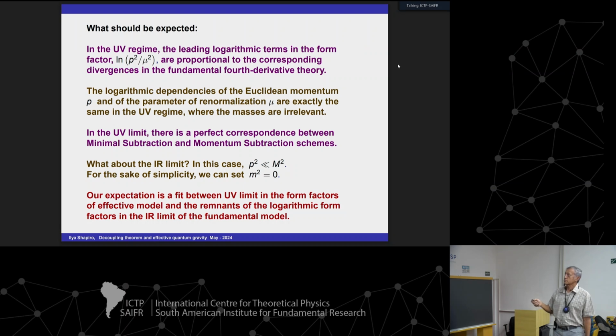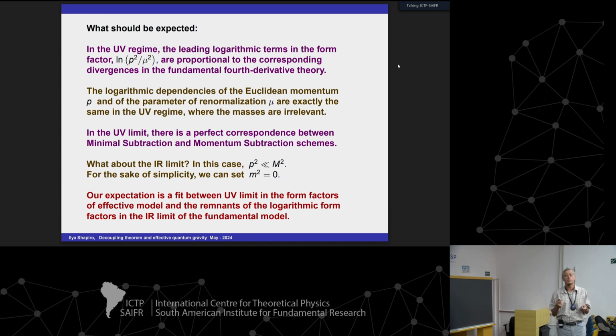Now, as I said, what we could expect in the ultraviolet and infrared. In the ultraviolet, we expect these logs to fit ultraviolet divergences calculated with the heat kernel. And so in the ultraviolet, we expect always perfect correspondence between minimal subtraction and momentum subtraction schemes. Why? Because, as I explained to you yesterday, in the ultraviolet, you can always reduce the problem to the loop without masses.